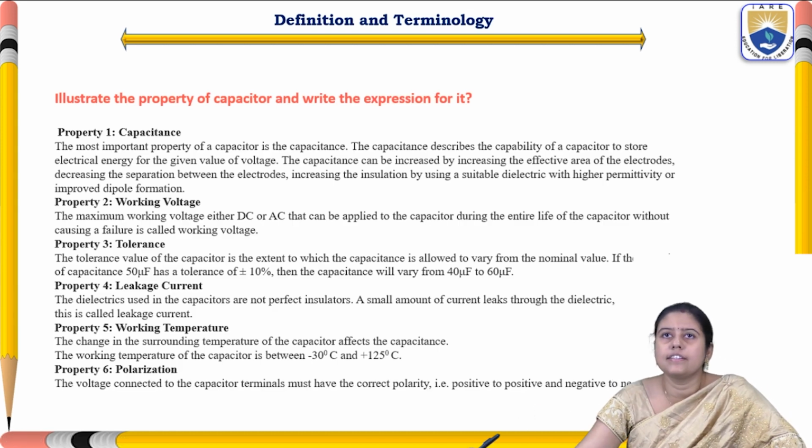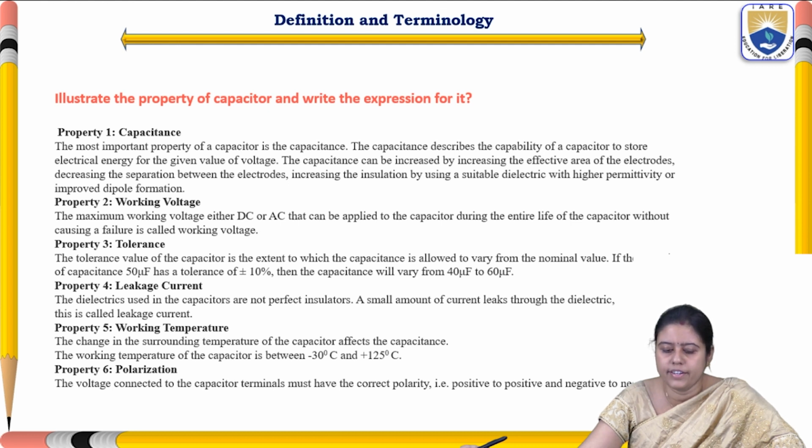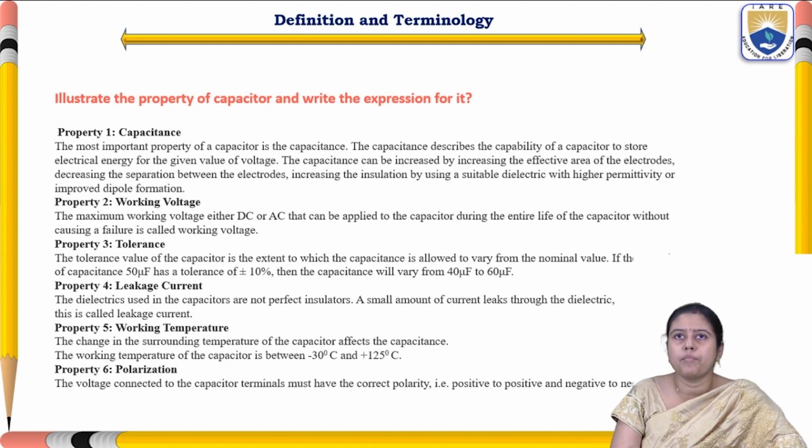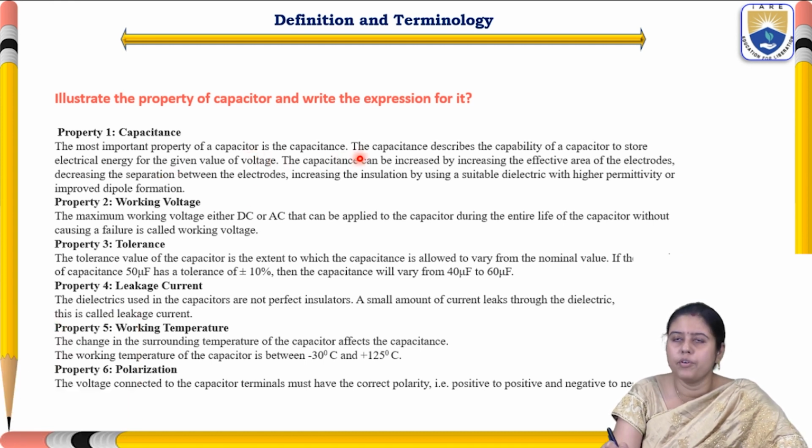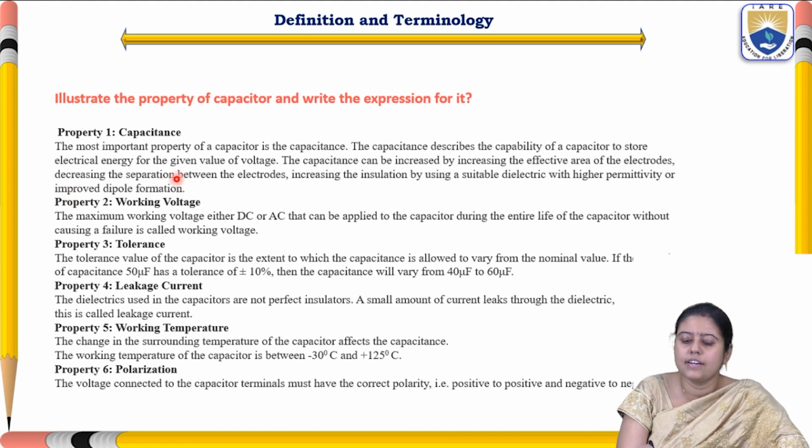Next, illustrate the properties of a capacitor and write the expression for it. So there are many properties. Number one, the most common property of a capacitor is the capacitance. The capacitance describes the capability of a capacitor to store electrical energy for a given voltage. The capacitance can be increased by increasing the effective area of the electrodes and decreasing the separation between the electrodes.